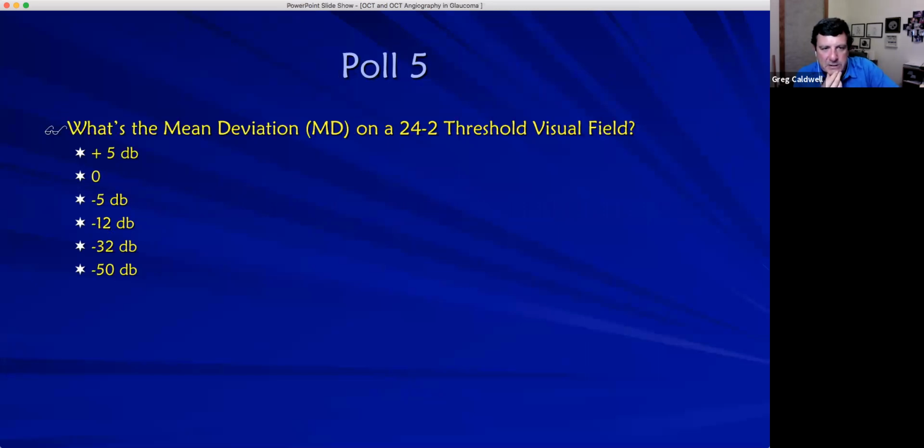What is the mean deviation on a 24-2 threshold visual field of a blind eye? I don't have that on here, but what is the mean deviation on a 24-2 visual field of someone that has a blind eye? Is it +5? Is it 0, -5 decibels, 12 decibels, 32, or 50? Someone that has a blind eye, what's the mean deviation? Is it +5, 0, -5, 12, 32, or 50? Remember, this is a blind eye.